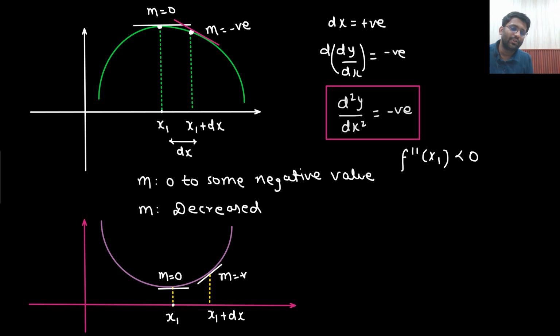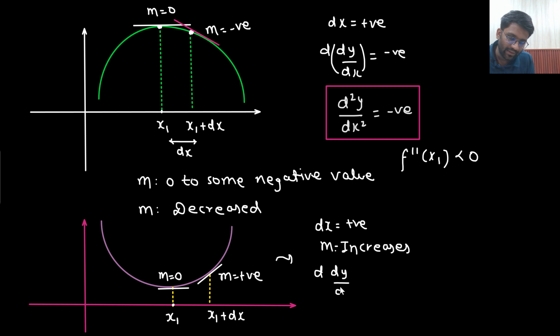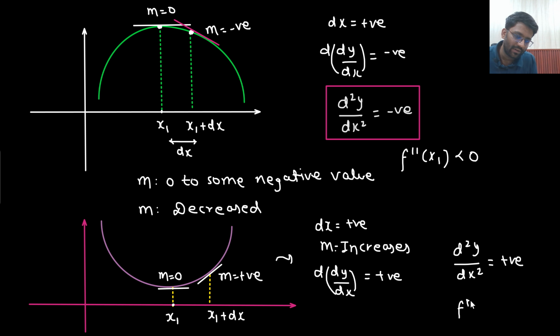What does that mean? From 0 to some positive value. Let's say the slope goes from 0 to 2. That means the slope increases, so m is increasing. If dx is positive, then m increases. Or you can say the change in dy by dx is positive. So what does that mean? d2y by dx2 will be nothing but positive. That means f double dash x1 will be greater than 0.